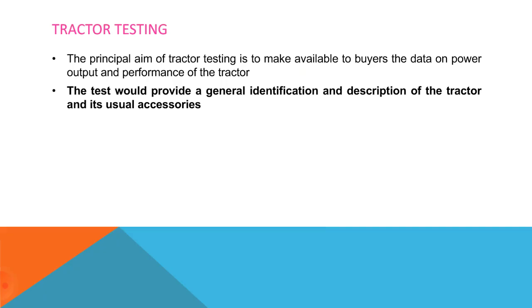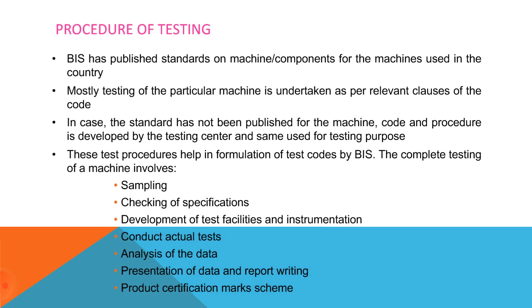Tractor testing is mainly aimed at making data available to users about the power requirement and output of the tractor, the performance of the tractor, and an idea about the usual accessories of the tractor. The procedure of tractor testing includes sampling, checking the specifications, development of test facilities and instrumentation, conduct of the actual test, analysis of the data, presentation of data and report writing, and product certification mark schemes.